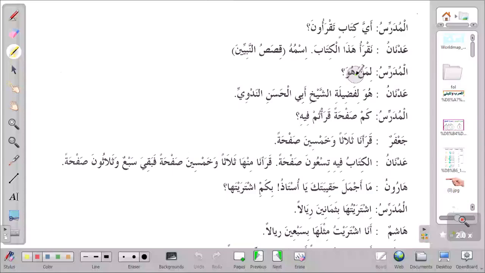So the teacher says "liman huwa". Actually, saying liman huwa can mean different things. One of the common meanings is "to whom does it belong", but here it doesn't mean that. When we are talking about a particular book and he says liman huwa bimana, it means who is the author, or who authored it.